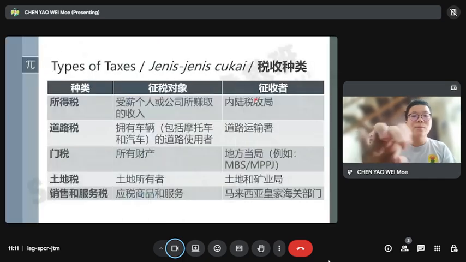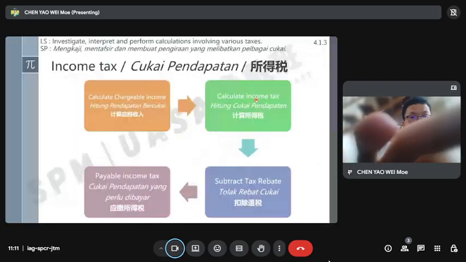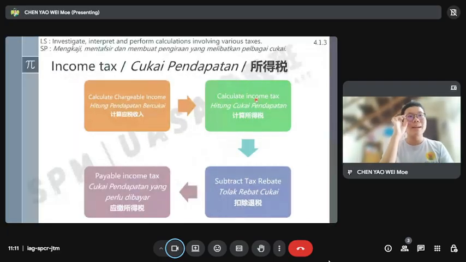And now we need to know how to calculate this. How do we calculate the income tax? Okay. First, you need to calculate the chargeable income. Later on, you calculate the income tax, subtract the tax rebate, and we need to know what is the income tax payable by us. Okay, so first thing, we calculate the chargeable income.